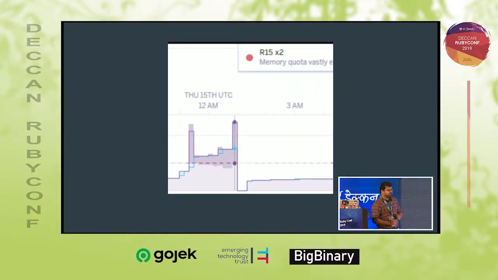It's not that clear, but you can get the idea, right? R15 memory quota vastly exceeded. So the allowed memory is 512 MB, but the application is using a lot more, up to 1 GB. So I worked with the client and we fixed those memory issues, and then the application was stable.